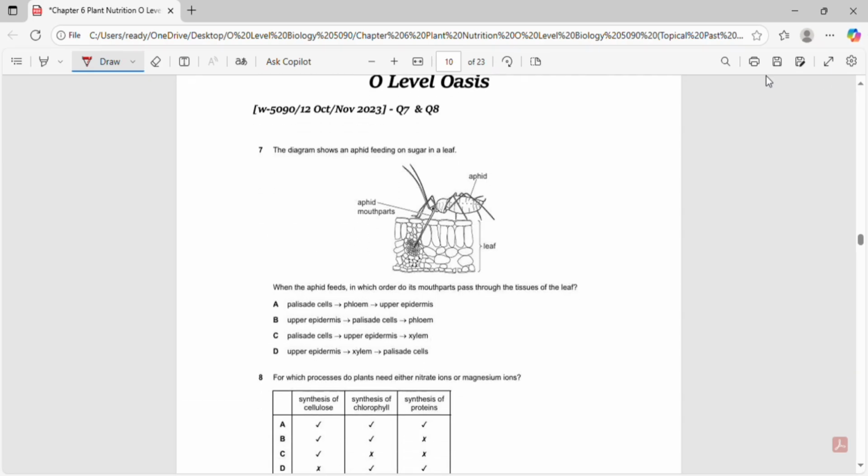Alright, let's take a look at this next one. We're shown a diagram of an aphid feeding on a leaf. You can see its mouthparts piercing down into the different layers of the leaf. The question is, when the aphid feeds, in what order do its mouthparts pass through the tissues of the leaf? Now, aphids feed on sugar, and sugar is transported through the phloem in the leaf. So to reach the phloem, the aphid's mouthparts have to pass through a few layers.